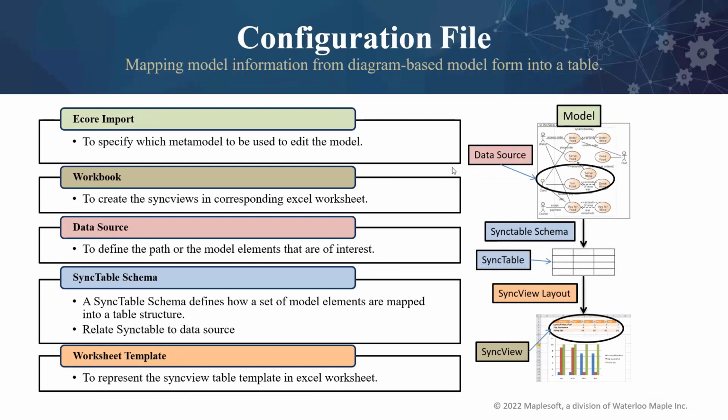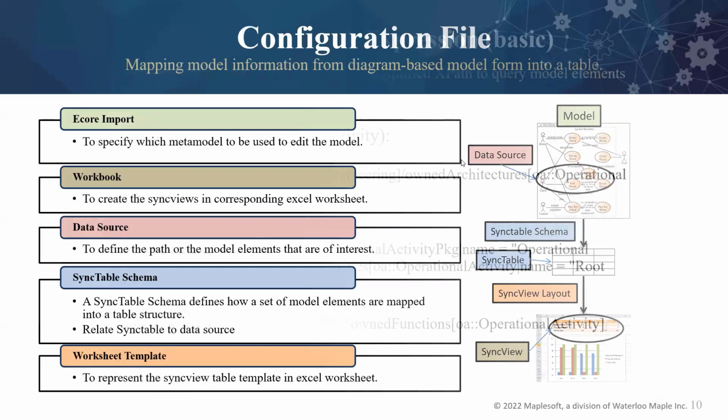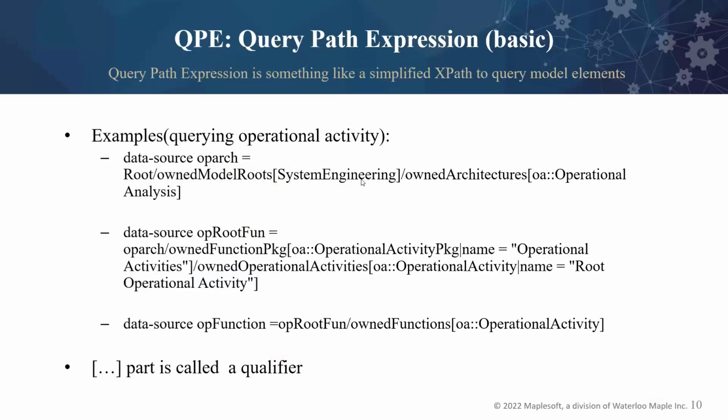So we saw what the QPE is and how we build the QPE. The terms that we are using in the QPE, for example, the own model routes or the system engineering, operational analysis, all these are terms that come from the Capella eCore itself. So the Capella eCore has defined that the model should be structured in this way. This is how the root operational activity should be called. This is how the package should be called, and so on. So we are just incorporating the terms defined in the Capella eCore, or in the Capella model architecture, in our queries too.